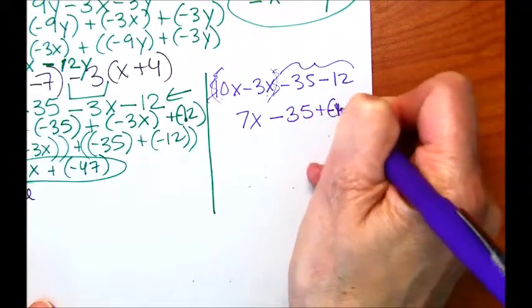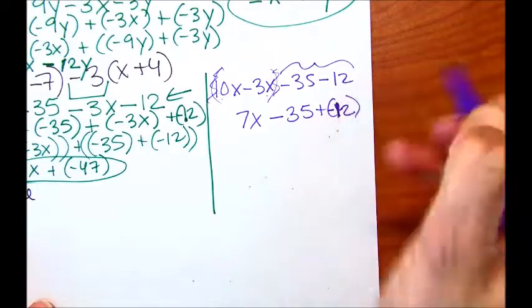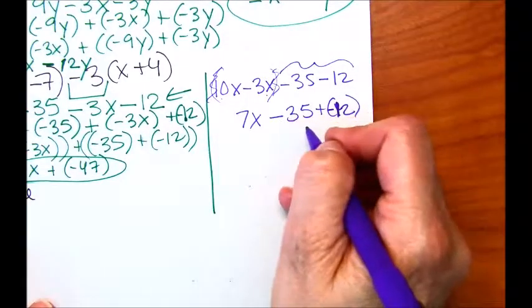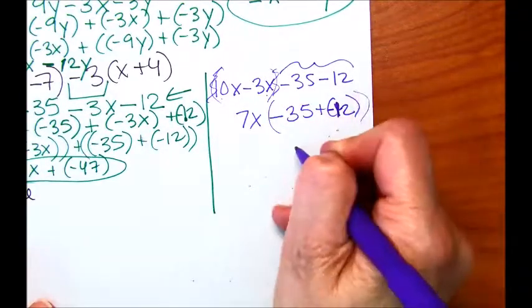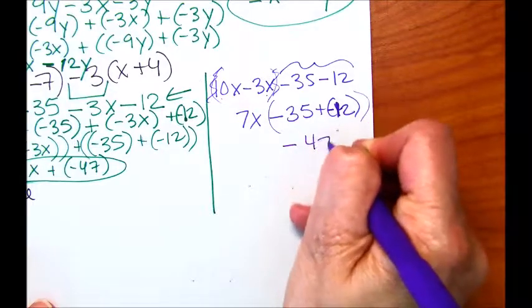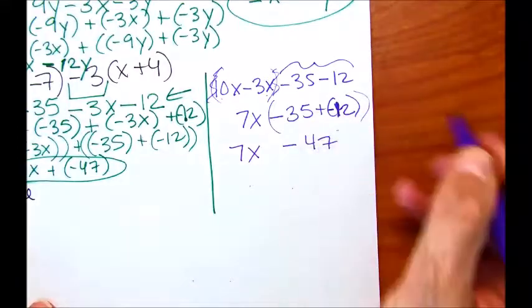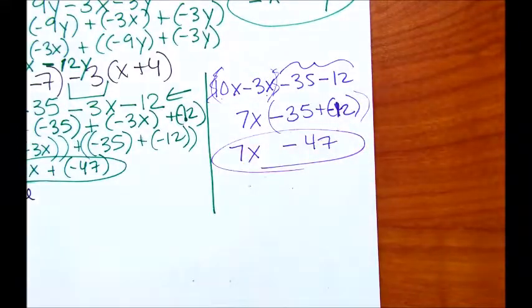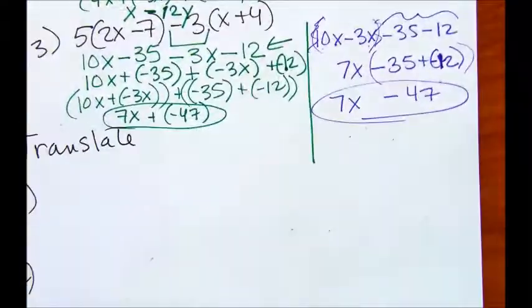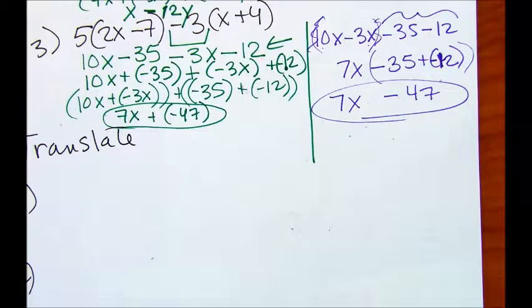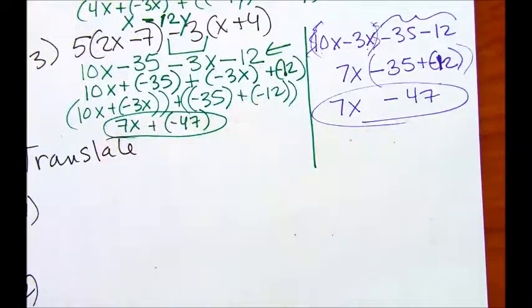I'm having a hard time writing today. So that's going to be negative 47, just like what we got in the other. So 7x minus 47. Okay, just a different way of doing it if that's a lot of writing there. But it helps if you understand the process. It's okay to do it that way.